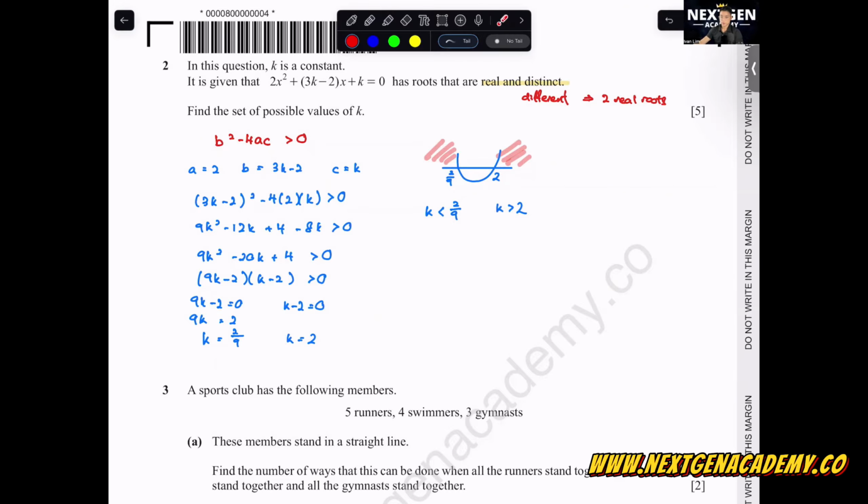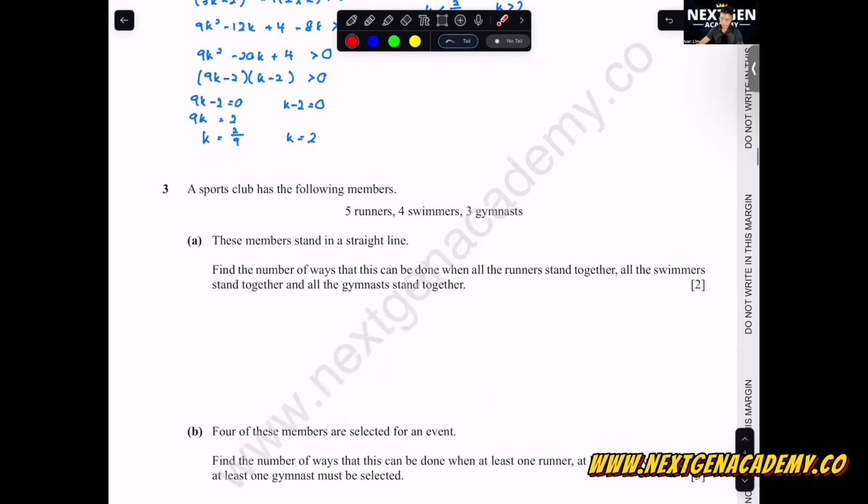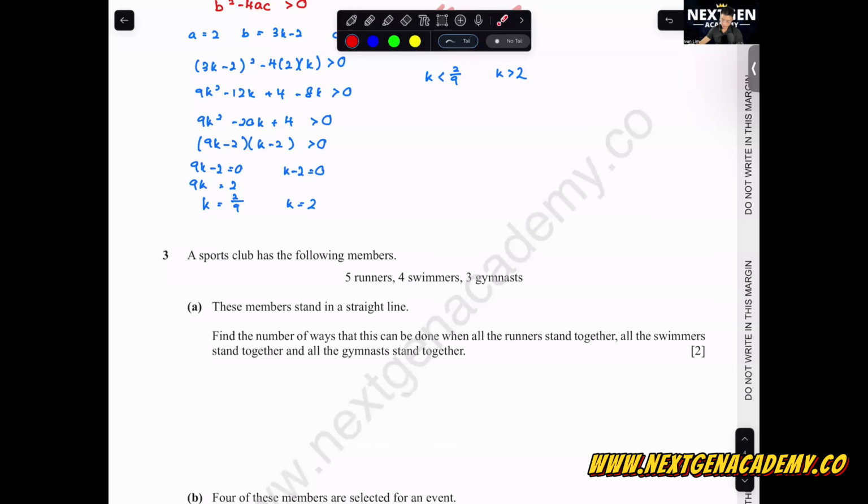Okay, let's go to number 3. A sport club has the following members: 5 runners, 4 swimmers, 3 gymnasts. These members stand in a straight line. Find the number of ways that this can be done when all the runners stand together, all the swimmers stand together, and all the gymnasts stand together. So we got 5, 4, and 3. How many of them here?